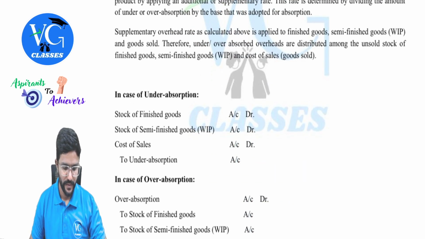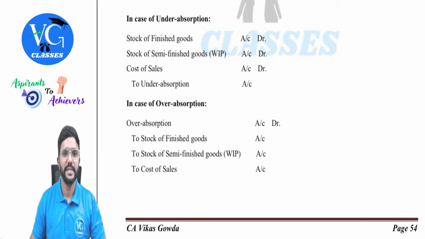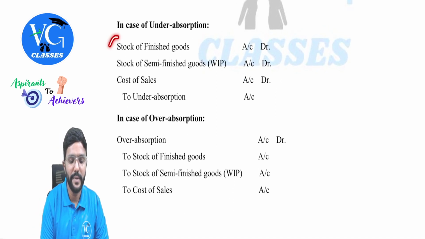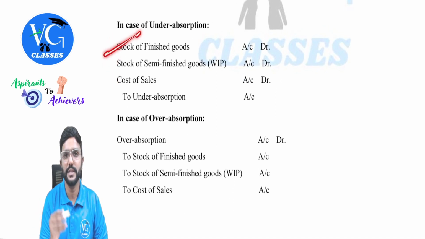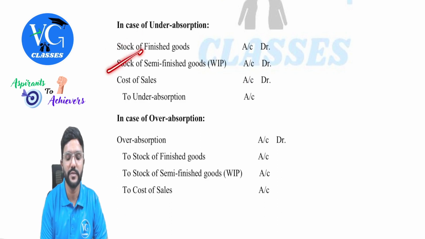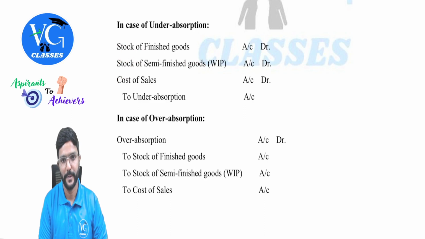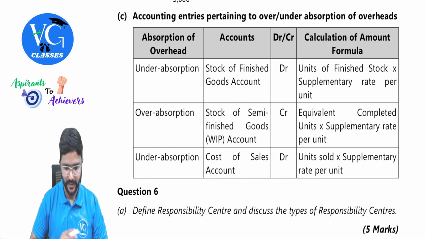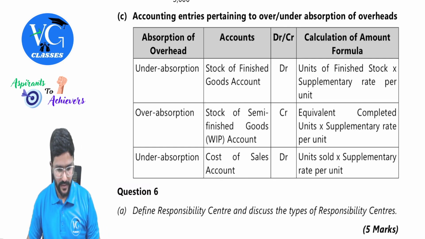So you can see when there is under absorption, we need to debit these accounts. Stock of finished goods is for closing stock of finished goods. This is for WIP, closing stock of WIP, and this is for units sold. This is for under absorption. For over absorption, we need to credit them. Got it? Fine, guys. So done with this.